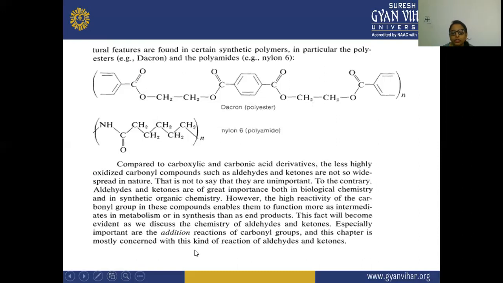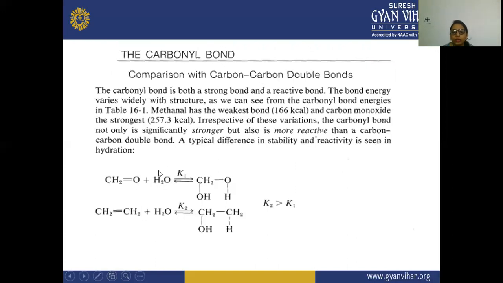Especially important are the addition reactions of the carbonyl group, and this concerns the reactions of aldehydes and ketones. These are the carbonyl compounds. Here we are comparing with the carbon-carbon double bond. The carbonyl bond is both a strong bond and a reactive bond, and the bond energy varies widely with structure. As you can see, methanal has the weakest bond and carbon monoxide has the strongest. In spite of the variation, the carbonyl compounds are not only significantly stronger, but also more reactive.